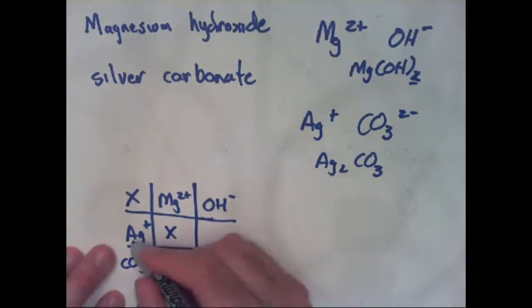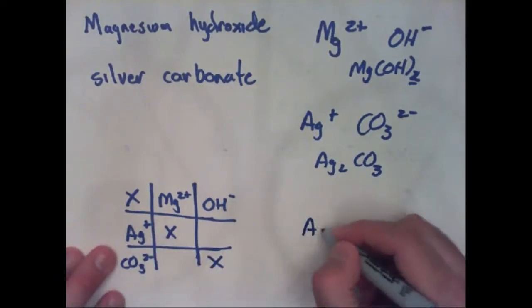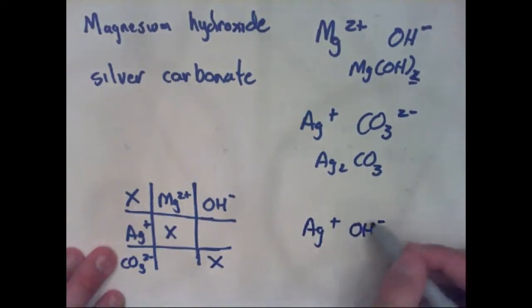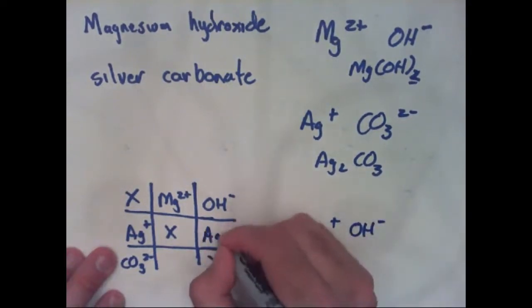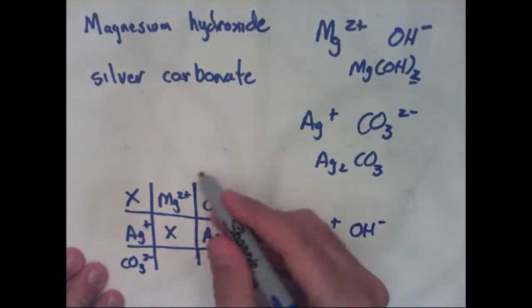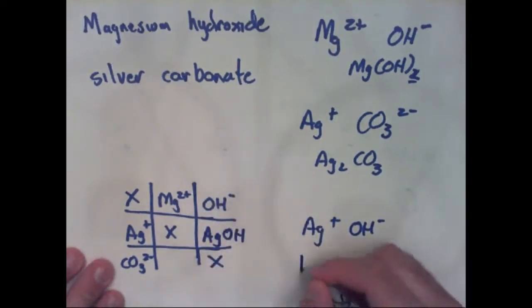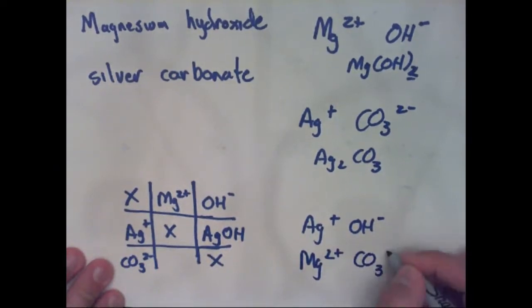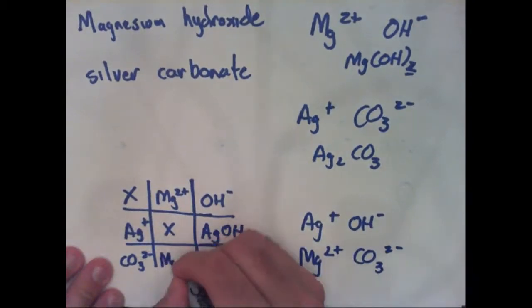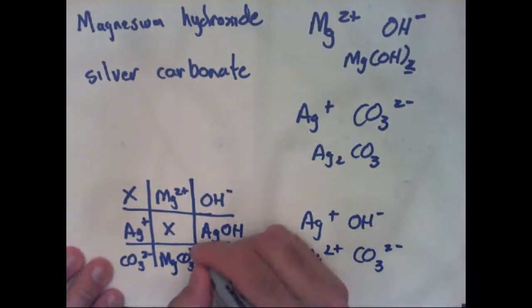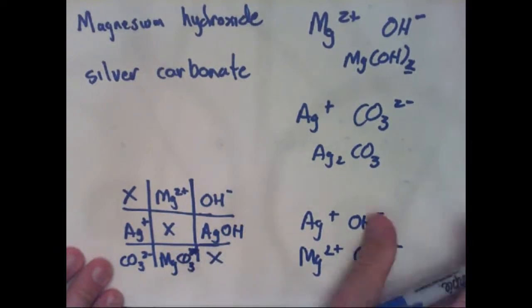So what we have left is Ag plus with an OH minus, and so those 2 charges cancel each other out, so it's AgOH, silver hydroxide, and then we have magnesium, Mg2 plus, with CO3 2 minus. So those charges cancel out. So now we have MgCO3, magnesium carbonate.